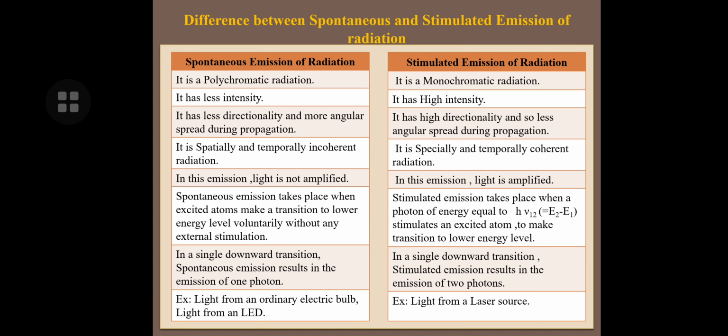Spontaneous emission has less intensity; stimulated emission has high intensity. Spontaneous emission has less directionality and more angular spread during propagation. Stimulated emission has high directionality and so less angular spreading during propagation. Spontaneous is incoherent and stimulated is coherent. The spontaneous emission light is not amplified. Stimulated emission light is amplified.